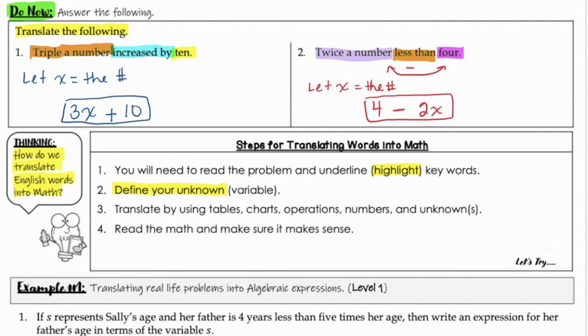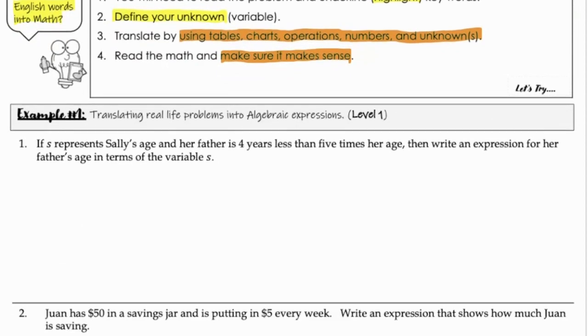Here I included a bit more than before. Translate by using tables, charts, operations, numbers, and unknowns. So these are a mix of problems in which you may need to use multiple methods to try and understand it so you can solve it. At the very end, you always want to read your math and make sure it makes sense, right? So let's take a look at the first example and let's see how it is.